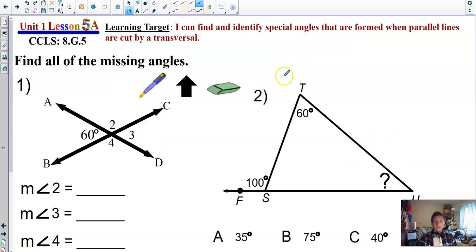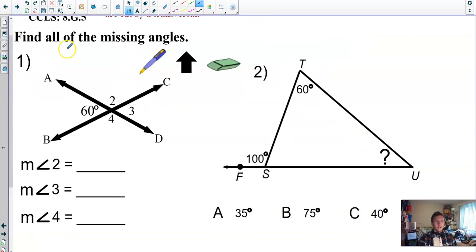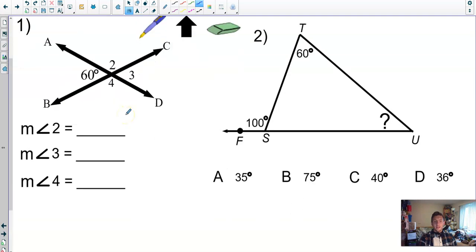Okay. Moving on, here are 2 more questions. Pause it, try these on your own, and then unpause it and I'll go through them. So in number 1, they give you that this first angle is 60 degrees and I need to find all the other ones. You don't have to go in order. For me, the easiest one to find is angle 3.